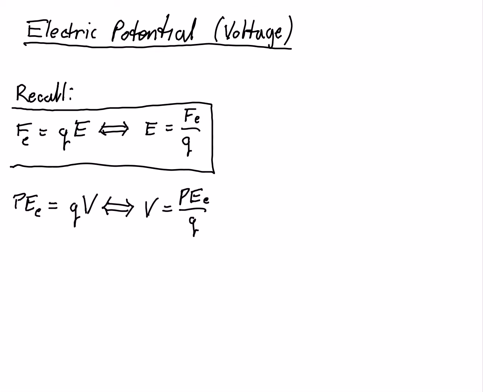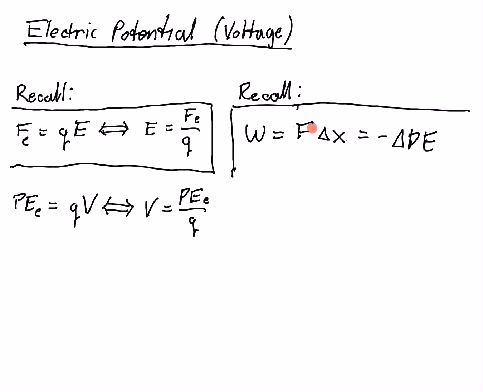It's good to recall this because voltage is defined in an analogous way. A voltage times a charge gives the electric potential energy, just like an electric field times a charge gave an electric force. Similarly, this definition of voltage means that the voltage is the electric potential energy divided by Q, analogous to the relationship between the electric field and the force.